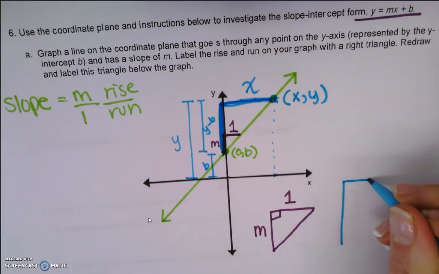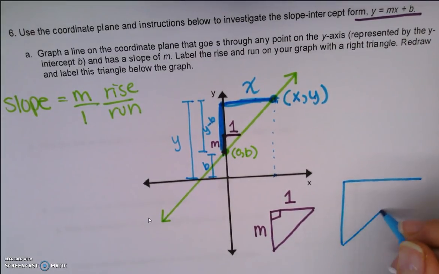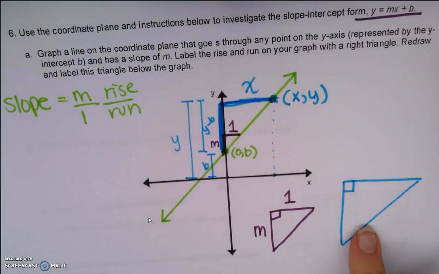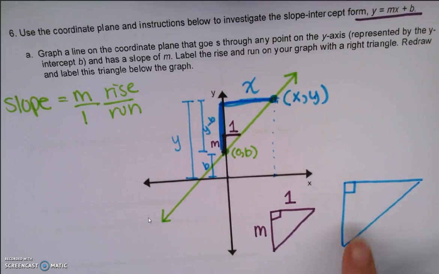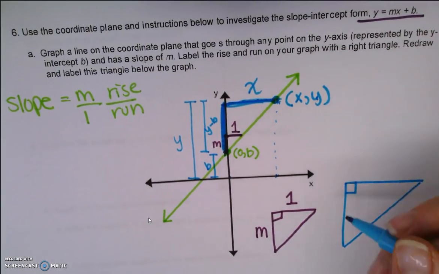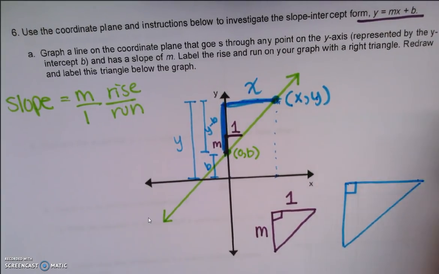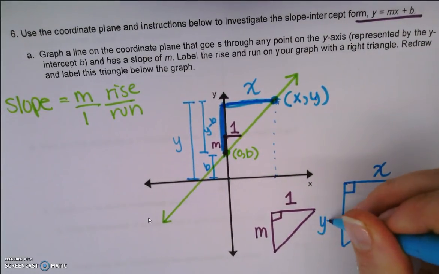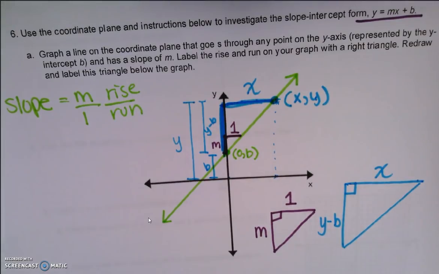So let's take a look here. Here's my new right triangle. It's larger, but it's going to be a dilation, so the two figures are similar. The corresponding side lengths will be, you're right, proportional. So the run of my right triangle is x, and the rise is y minus b. Awesome. Great job.